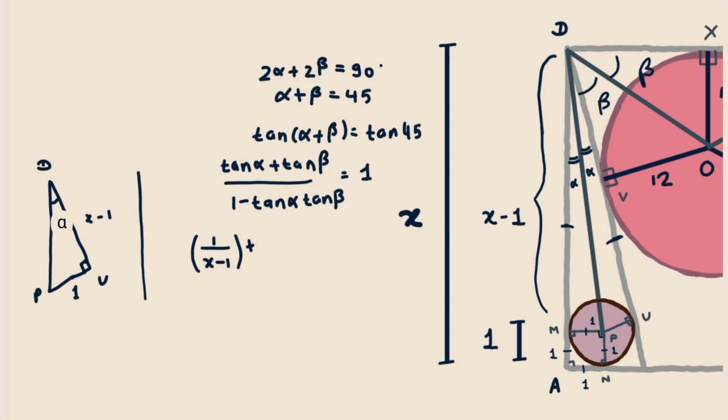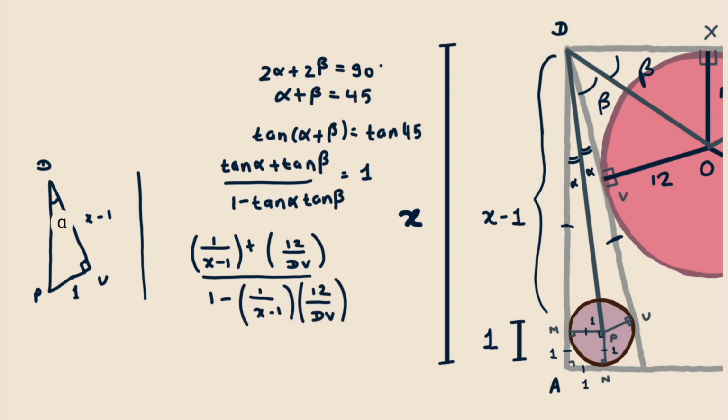So look in this triangle DBO. It is a right angle triangle and it contains the angle beta. Therefore, the value of tan beta from this triangle is going to be equal to 12 upon dV, upon 1 minus tangent of alpha tangent of beta. So 1 minus 1 upon x minus 1 into 12 upon dV, and this thing is equal to 1. Now you have to simplify this particular equation so as to get the value of dV in terms of x. So when you solve it, you will get dV equals 12 times x upon x minus 2.